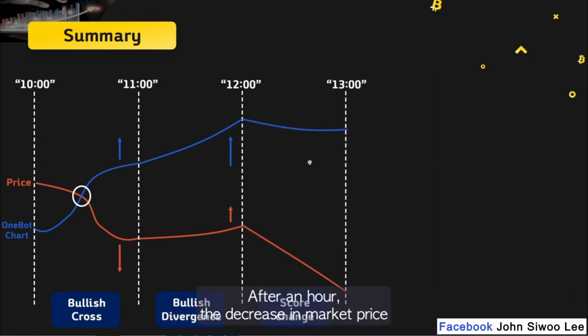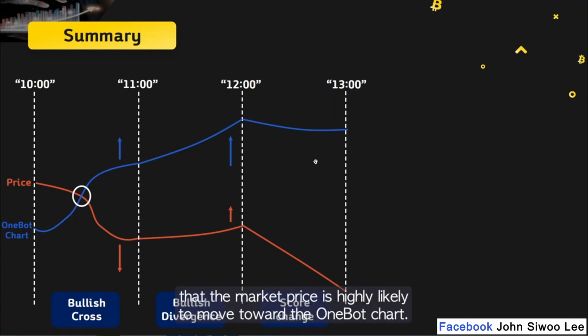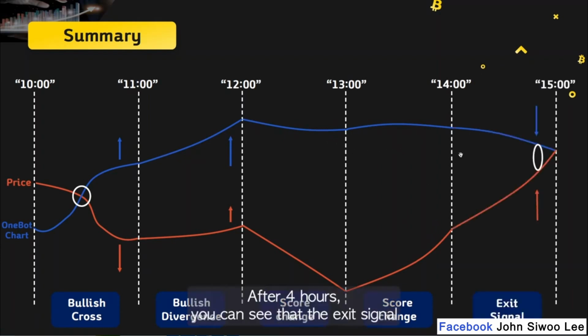After an hour, the decrease in market price is larger than the decrease in the Onebot score. From the score change perspective, it can be predicted that the market price is highly likely to move toward the Onebot chart. After 3 hours, the Onebot chart maintains a nearly similar score, and the price is rising again. After 4 hours, you can see that the exit signal has occurred as these two lines converge together.